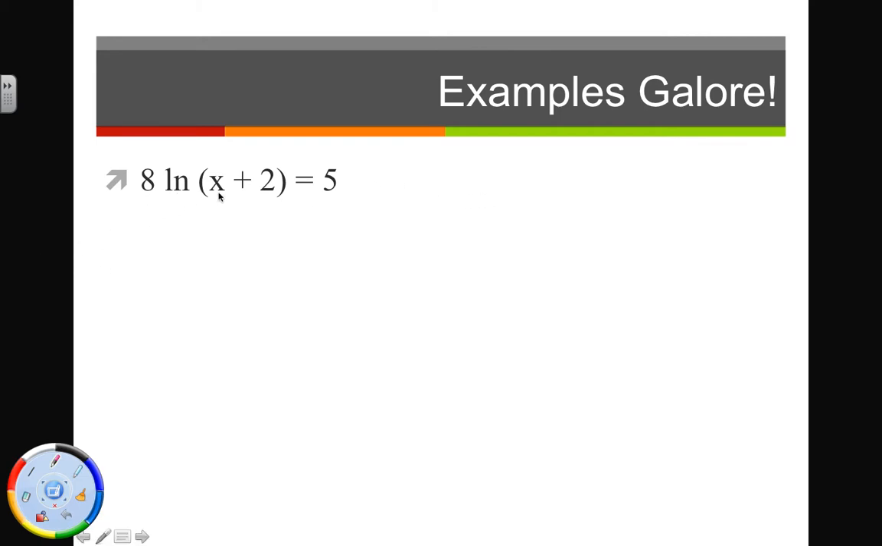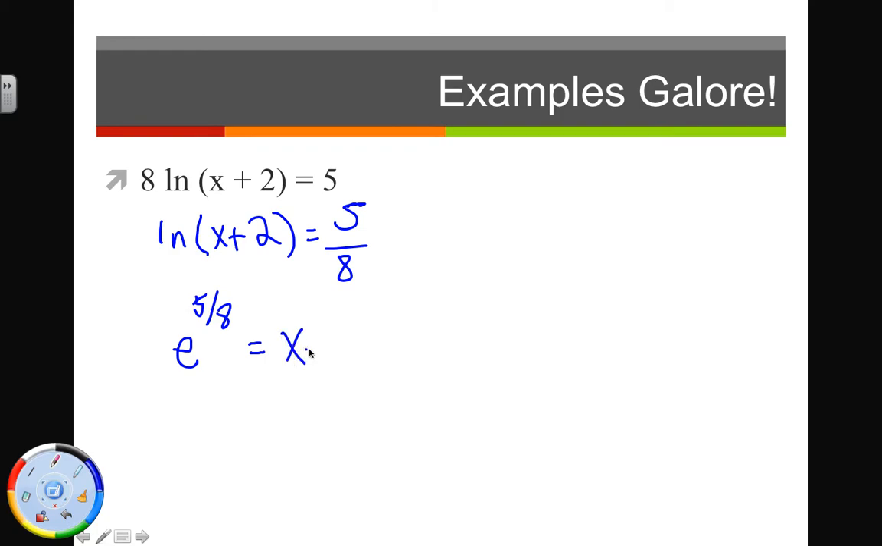So 8 times the natural log of x plus 2 to the 5th equals 5. Do not go ln of x plus 2 to the 8th power, because you don't want to have to deal with x plus 2 to the 8th power. But what I am going to do is divide by 8 on both sides. I'm going to get the natural log of x plus 2 equals 5 over 8. And then, since it's a logarithmic equation, I'm going to change it back into exponential. So this is base e. So it's e to the power of 5 over 8 is equal to x plus 2.